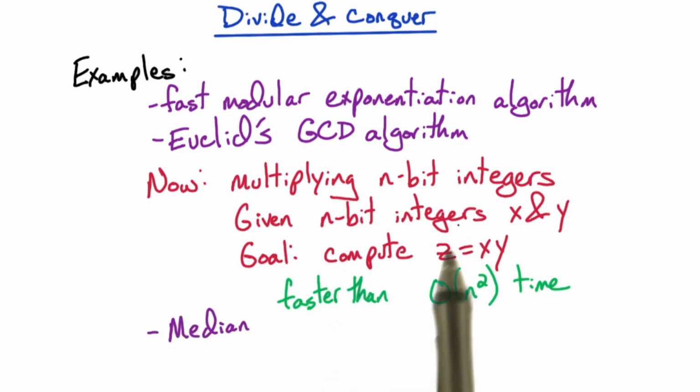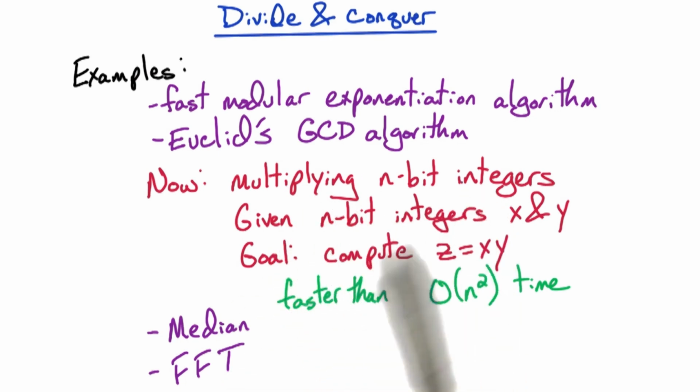After this multiplication example, we're going to look at some other sophisticated examples, namely median. We're going to see how to compute the median in linear time. And finally, we're also going to look at fast Fourier transform, FFT. These three examples, multiplying n-bit integers, linear time median, and FFT, are all very beautiful algorithms, and I hope you'll learn to appreciate the essence of the algorithm.